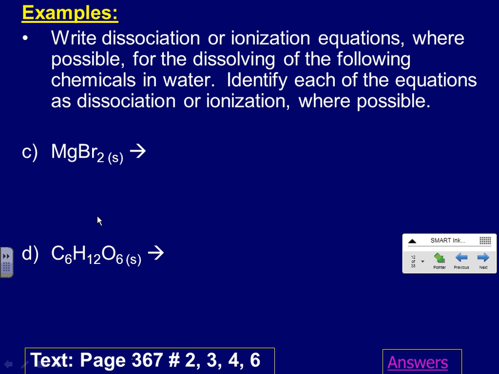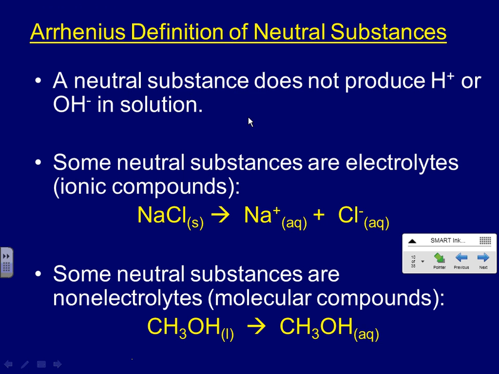Okay. The Arrhenius definition of a neutral solution. So if it dissociates or ionizes, it does not produce H pluses or OHs. Sodium chloride breaks down, does not produce H pluses or OHs. According to Arrhenius, it would be neutral.